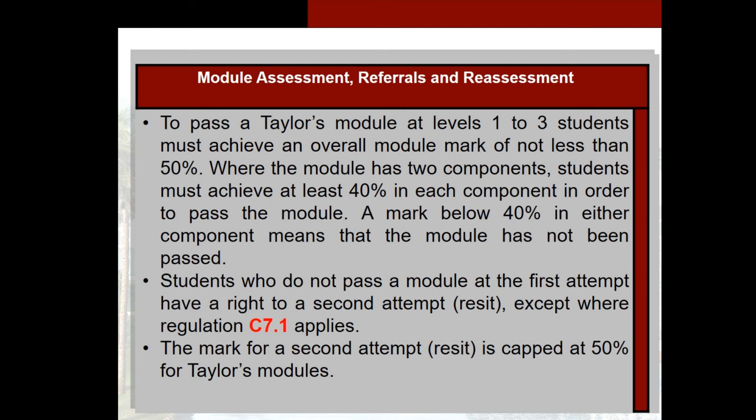Students who do not pass a module at the first attempt have a right to do a second attempt called resit, except where Regulation C 7.1 applies. The mark for a second attempt or resit is kept at 50% for Taylor's modules.